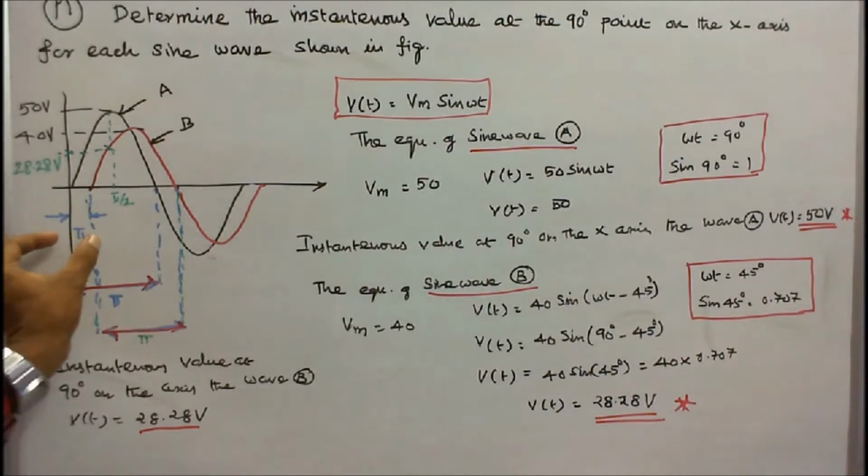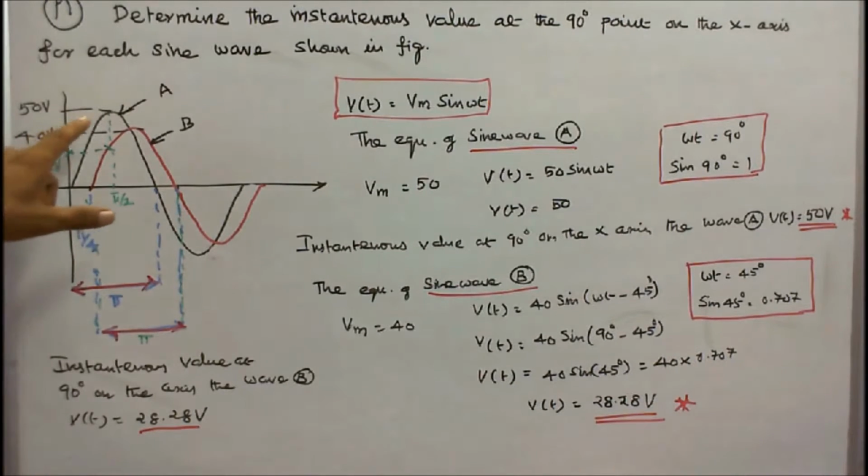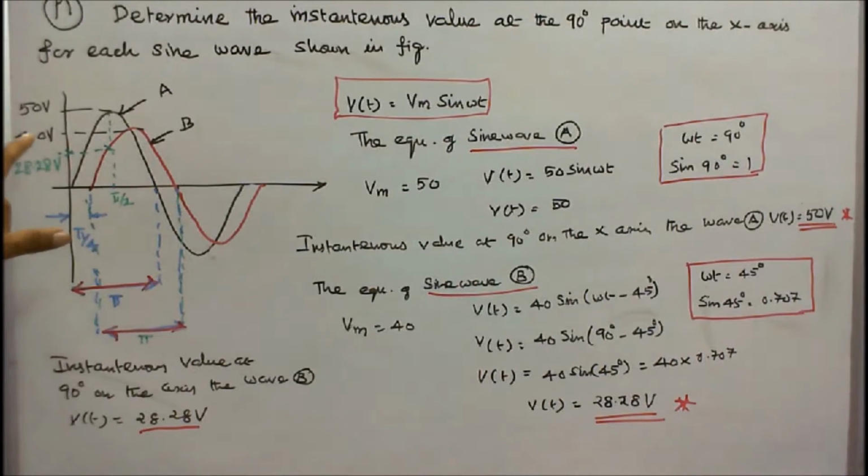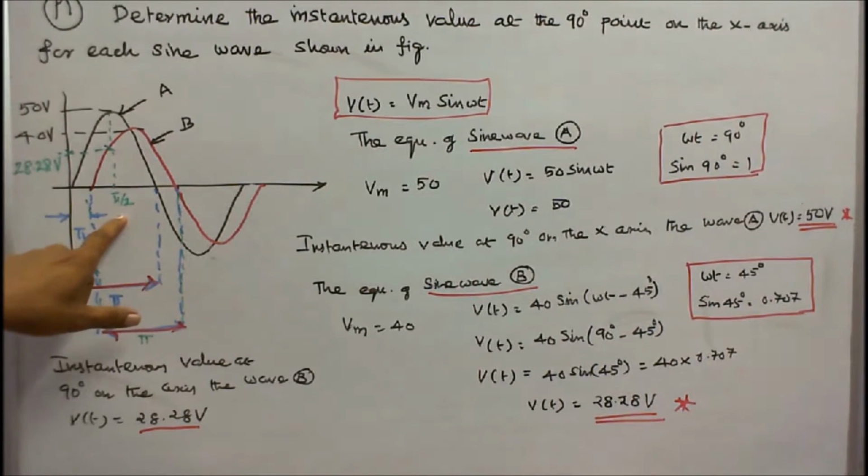Here the phase difference is pi by 4, that is 45 degrees. A waveform maximum is 50, B waveform maximum is 40. We have to find what is the instantaneous value at 90 degrees.